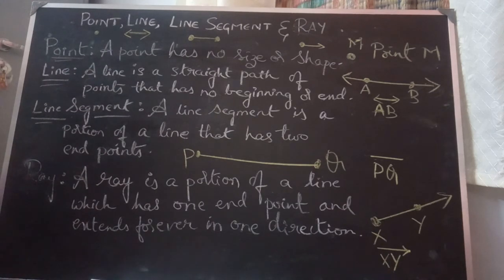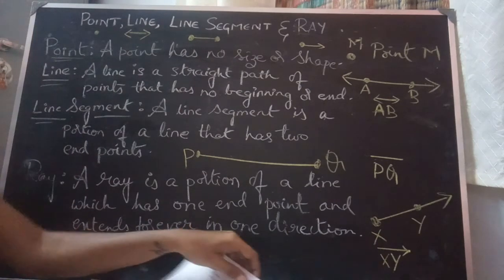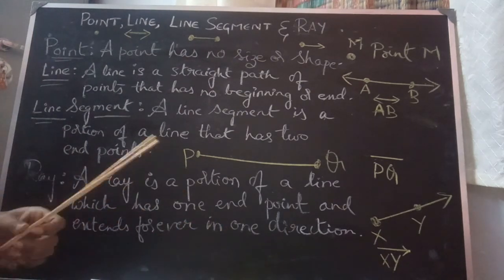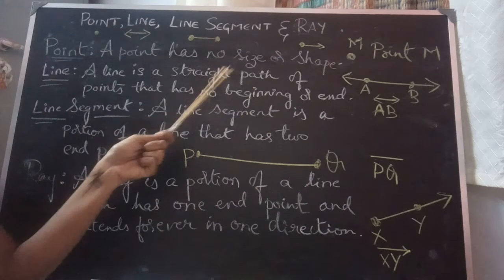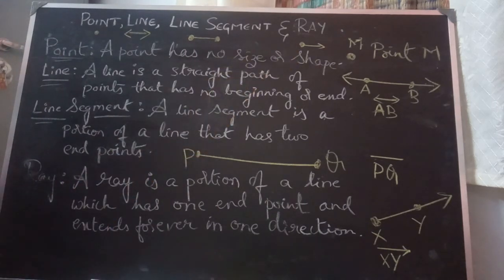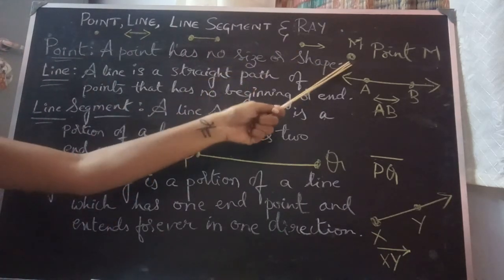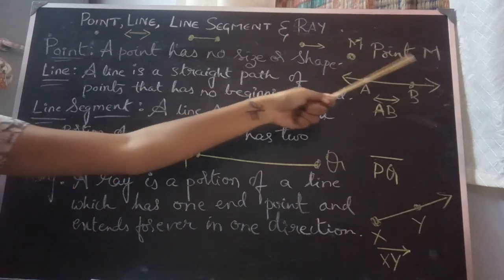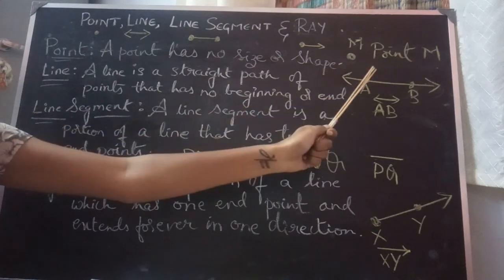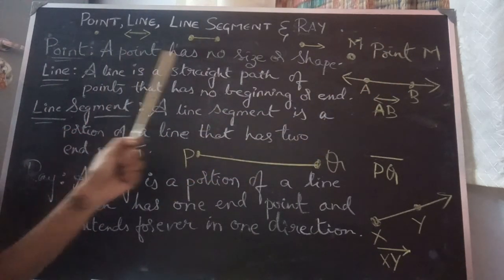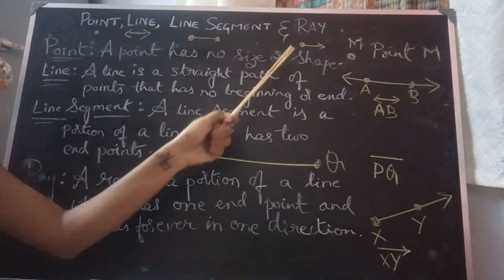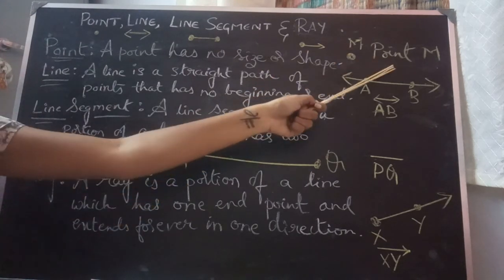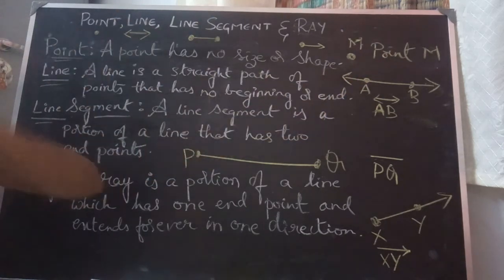So first of all, point. What is a point? A point has no size or no shape, but it has just a position like this. See, a point which is named as M. We call it point M.